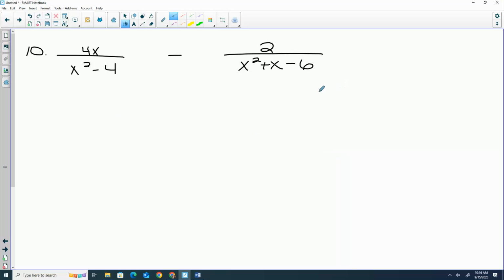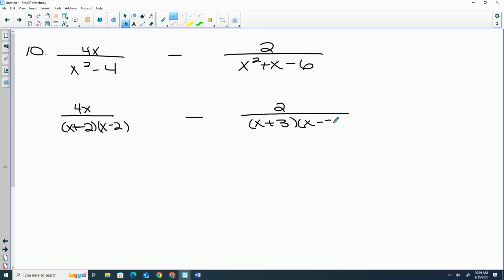If you want to add or subtract fractions, we need a common denominator. To get that, factor first. We have a few people that are still forgetting to factor and their problems get really complex. X squared minus 4 would factor into x plus 2, x minus 2. X squared plus x minus 6 would be x plus 3, x minus 2.